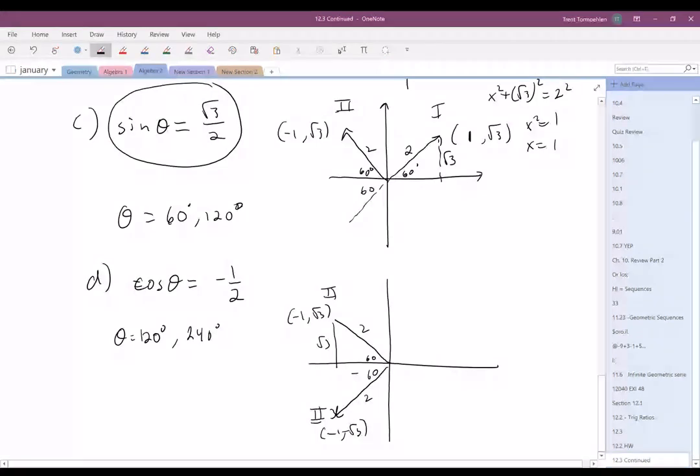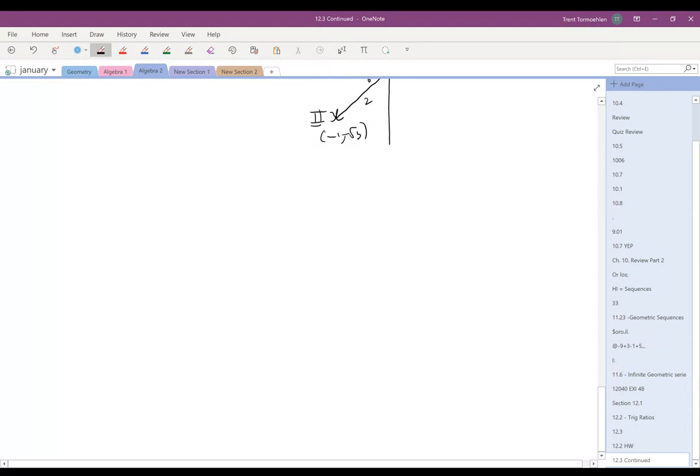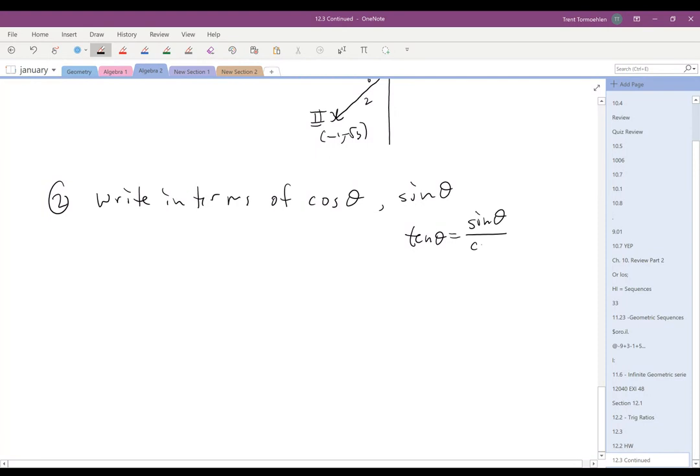All right, so the last set of examples we're going to do look like this. Write in terms of cosine theta and sine theta. One thing that will make your life a lot easier on this one is to remember the basic property that the tangent of theta is equal to the sine of theta over cosine theta. Notice this is saying a positive theta, so we need to make sure that happens.